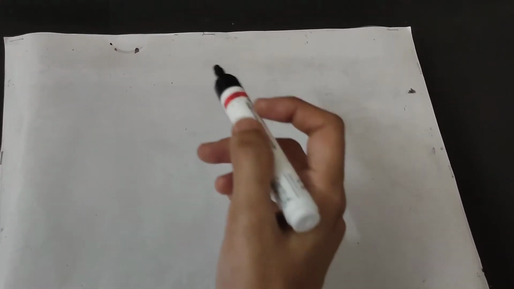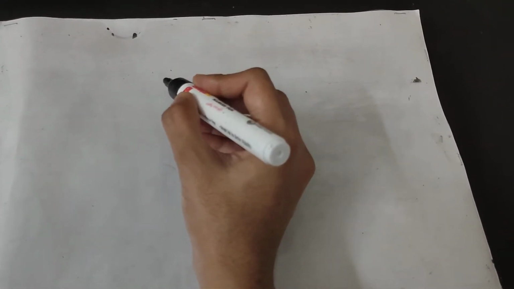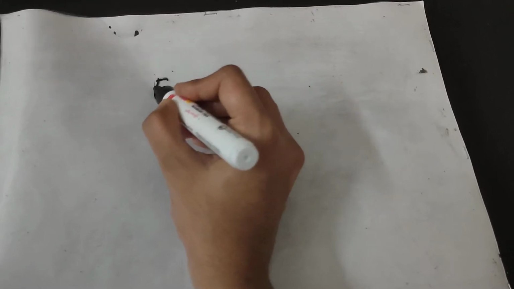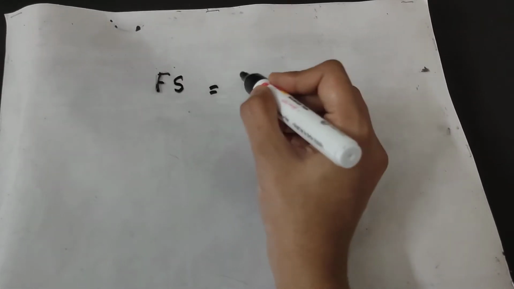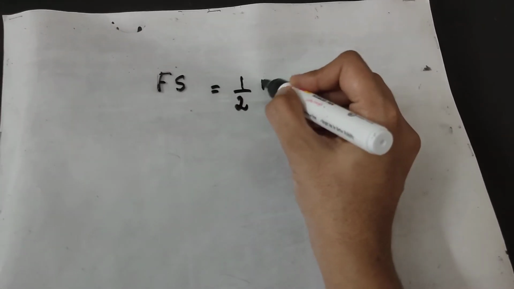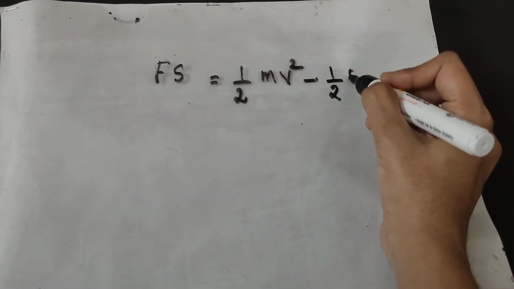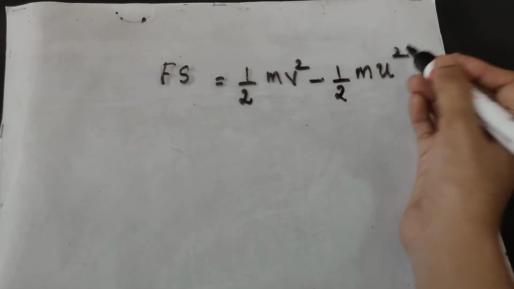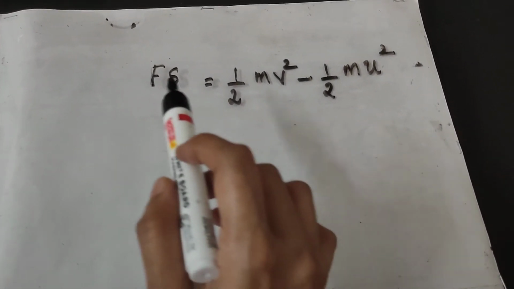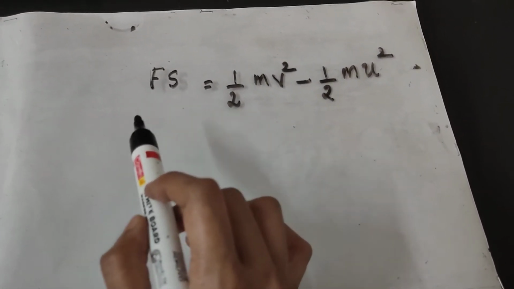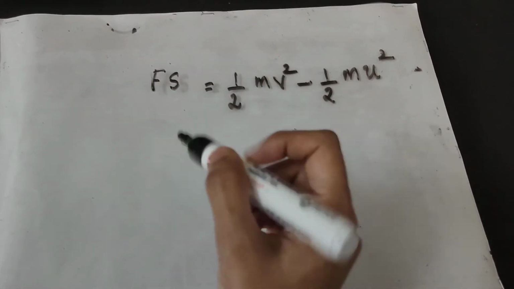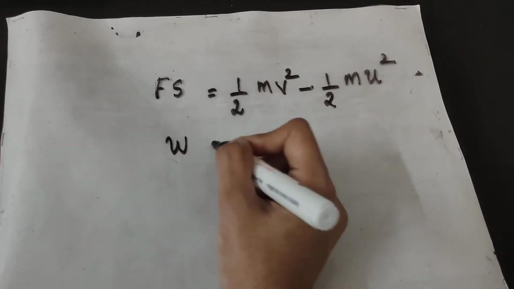Now let us check the correctness of another equation. This is our equation: Fs is equal to half m v square minus half m u square. This is one of the equations. Fs means force into displacement S. Force into displacement is equal to work done.